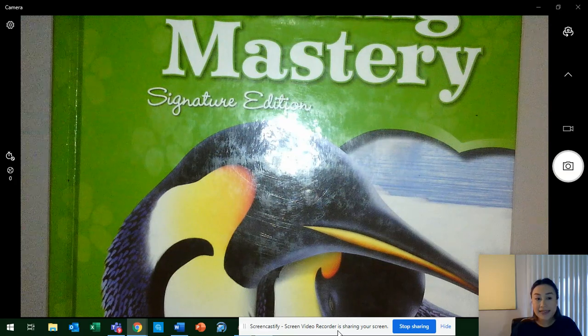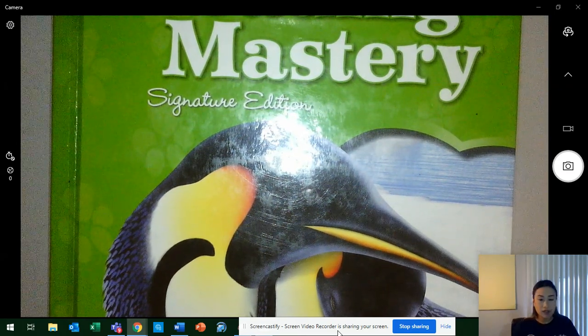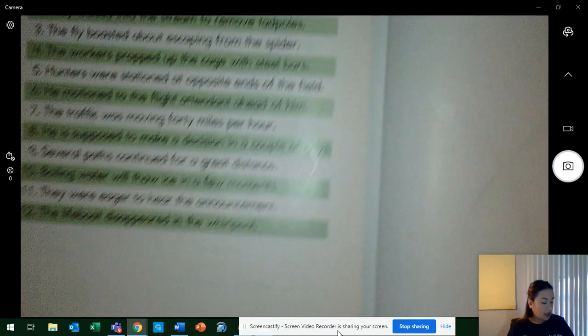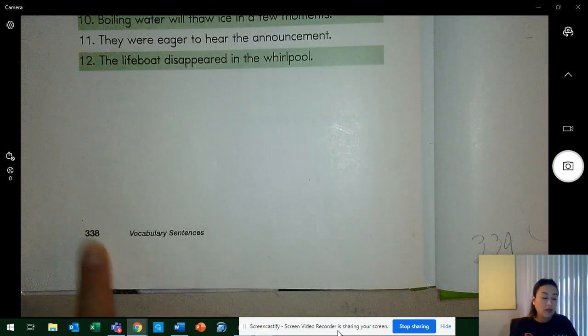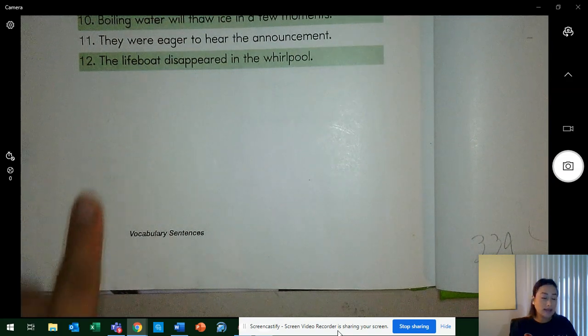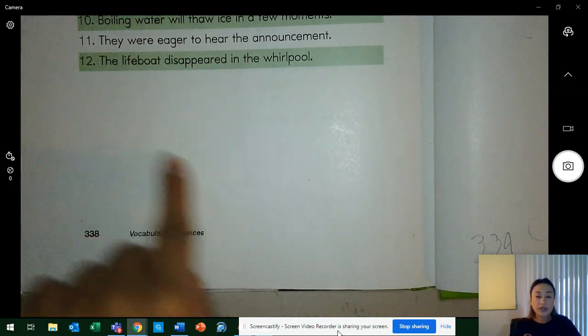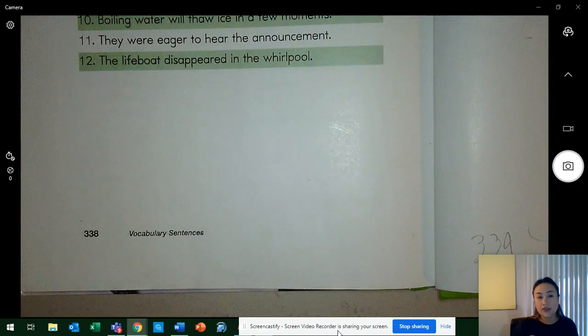Today we're going to do lesson 29, but before we start lesson 29, we are going to go over a new vocabulary sentence in our textbook. As always, you need your book, your workbook, a pencil, and a sheet of paper to write on. Once you have your textbook, turn to the last page, page 338. When you are here, click pause if you need time to look for this page. When you're here, click play so you can start your lesson.